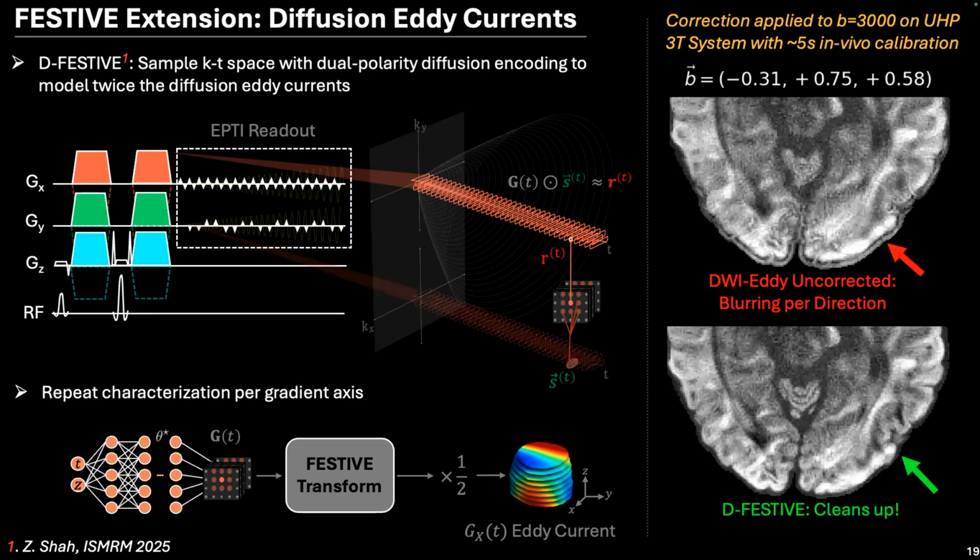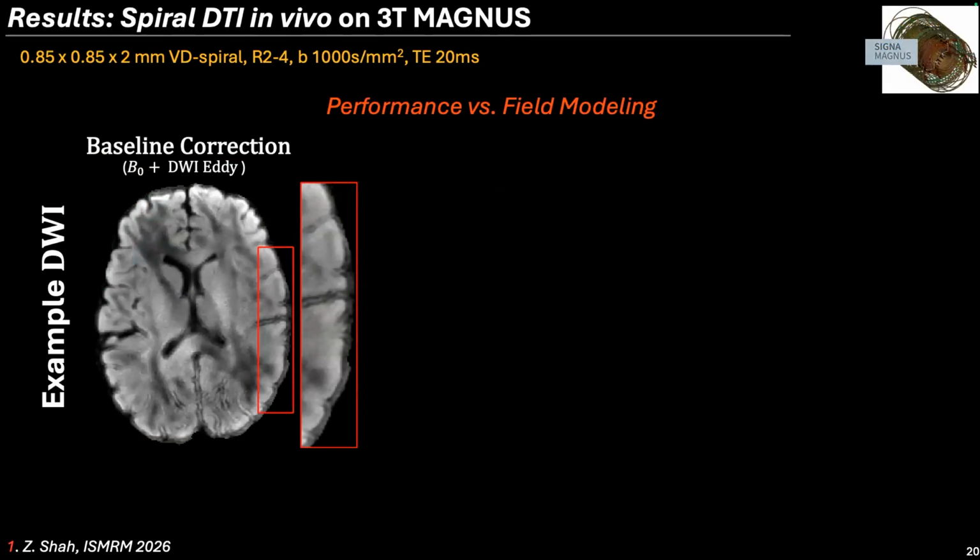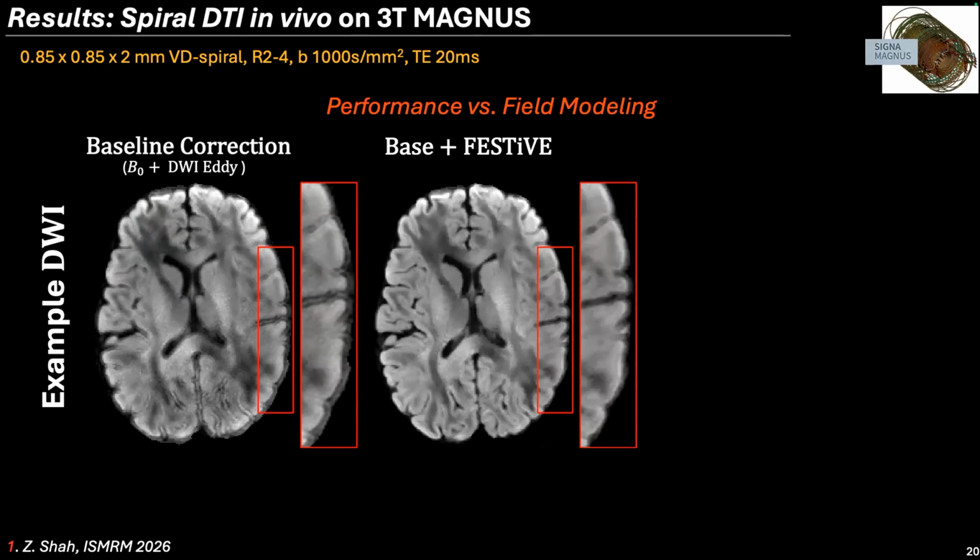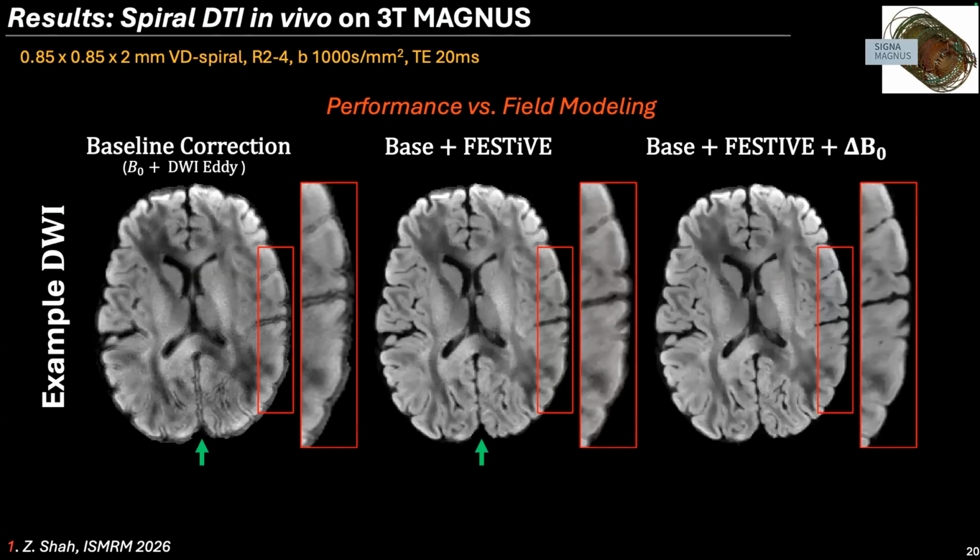So throwing all this together, let's look at spiral diffusion at 3T. Here's an example of baseline corrections with just B0 and spatial temporal eddy current correction. It looks quite blurry. Add in the calibration from FESTIVE to get the trajectory right, and you can see it's a lot sharper. We can still go a bit further. We have autofocus to account for breathing and B0 changes due to heating and long-term eddy current as well, and it sharpens up a little bit further still. So what do we have here?